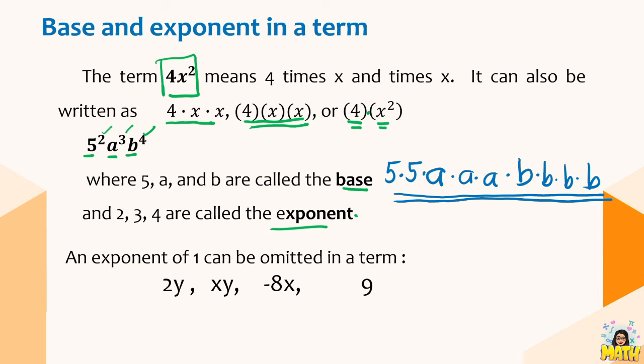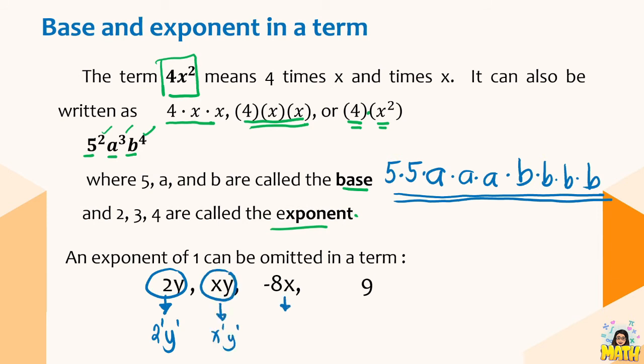Another thing to understand is that an exponent of 1 can be omitted in a term. Ibig sabihin, kung ang exponent ay 1 lang, kahit hindi nyo na siya isulat. For example here, 2 times y, it means 2 raised to 1, y raised to 1. So instead of putting 1, we can simply write it as 2y.